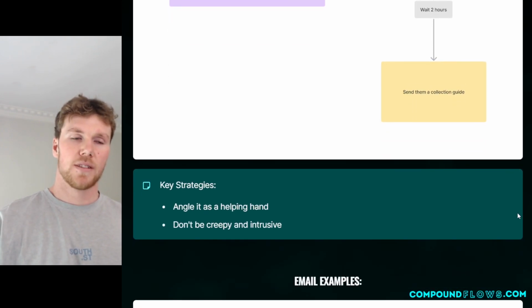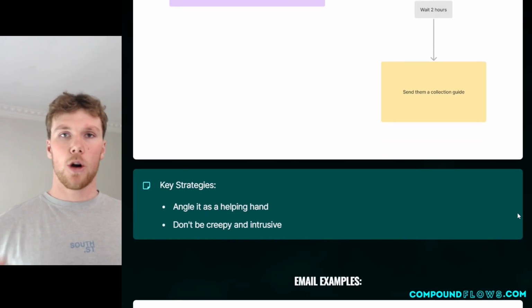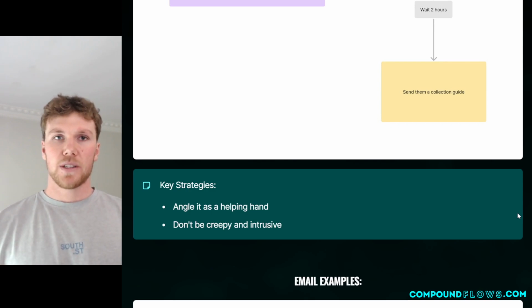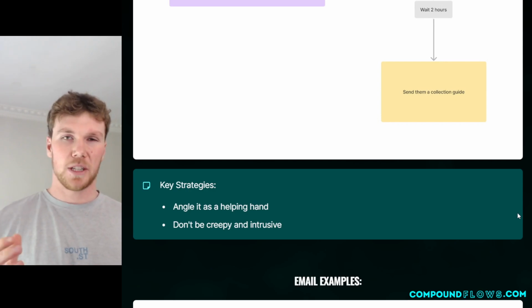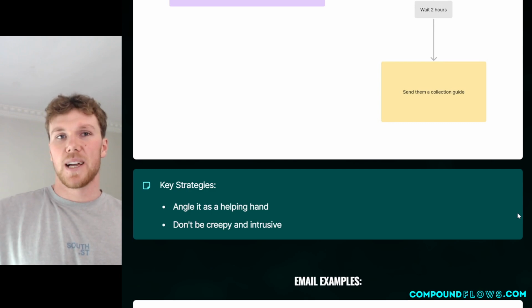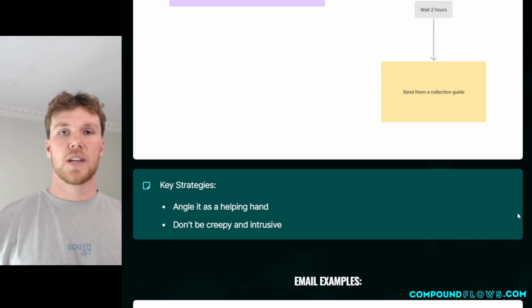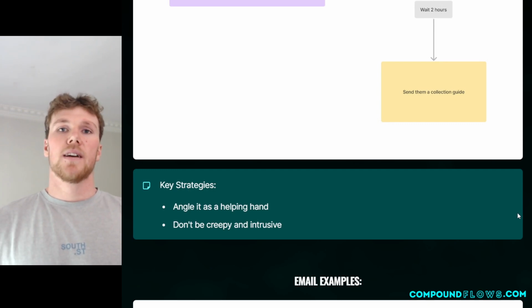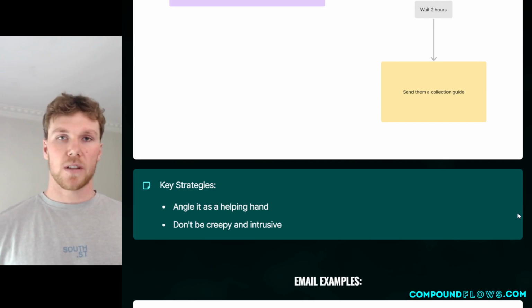Some key strategies: you want to angle it as a helping hand. Again, you don't want to be creepy or intrusive, but you'd say something like, hey, having any problems picking out what you like? Here's a few collections. Here's a bit of a collection guide that you can look through.